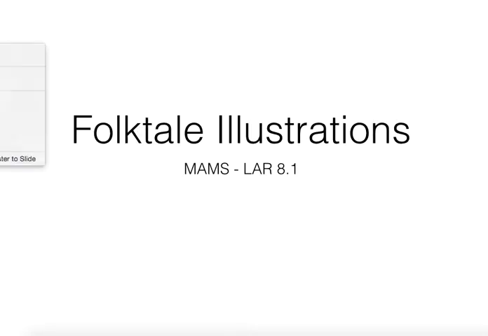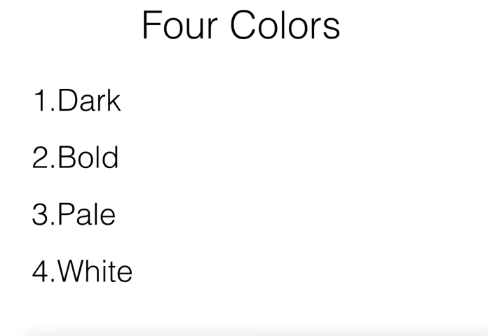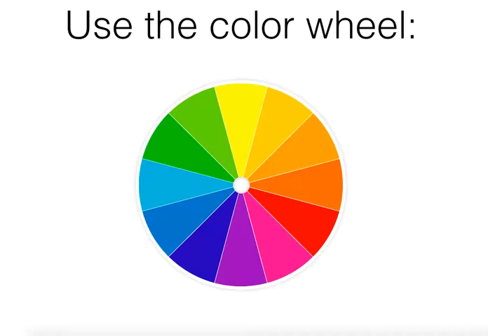The first has to do with the colors that you are using for your project. You're going to select a dark color, a bold color, a pale color, and then a white color. So you have a little bit of flexibility and creativity regarding the colors that you choose. There will be stations set up in our classroom that we will rotate around to make sure that we select the appropriate colors. Now, when you're selecting your colors, make sure that you use the color wheel.